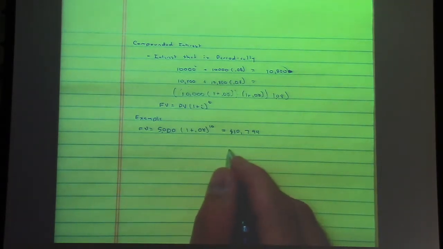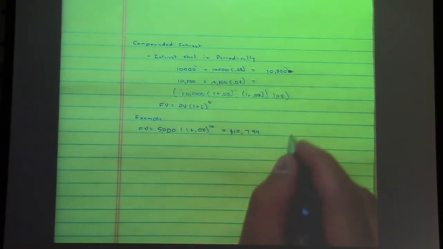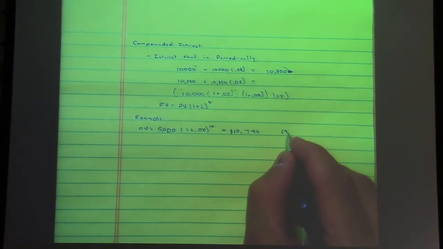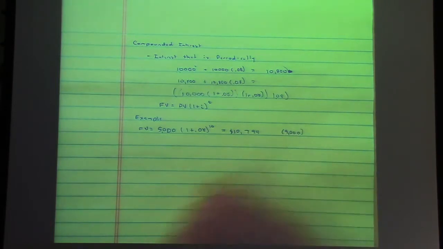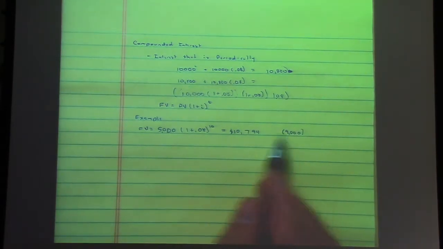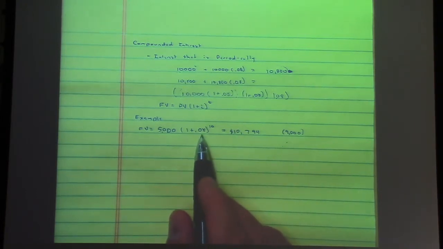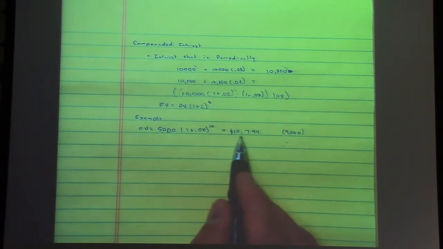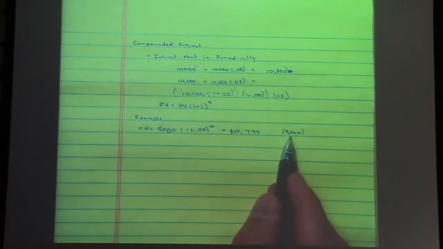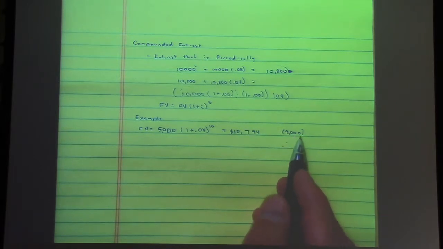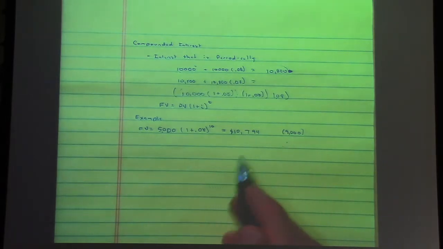If we were to do that with simple interest, we would see that it turned out to be $9,000. Okay, you can see quite a difference here. Just by compounding this, in this case annually, we'd end up with $10,794 rather than the $9,000 that we end up with using simple interest.